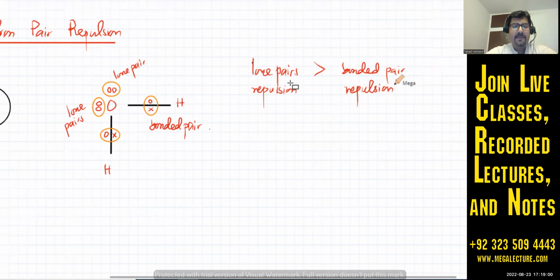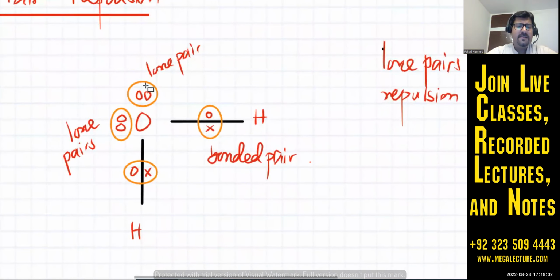The reason is that lone pairs are really close to the atom. Bonded pairs are electrons that are being attracted by some other atom, so they're kind of far away. When you are far away, obviously the repulsion is going to decrease. This bonded pair, hydrogen is pulling or attracting those electrons. So bonded pairs of electrons are further away from the atom. So if you go far away, then the repulsion decreases.